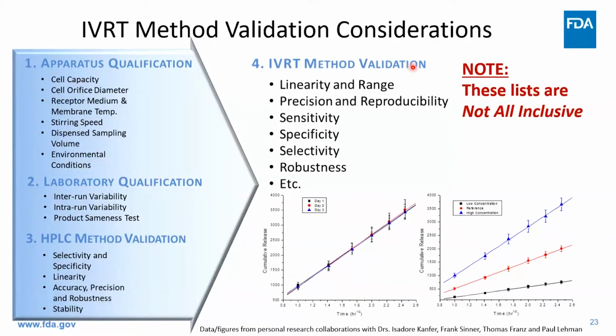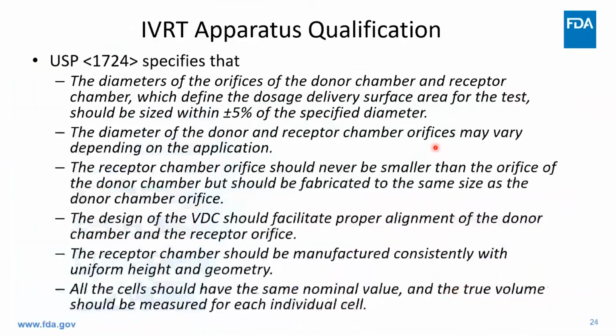And here, you're evaluating several performance aspects of the IVRT method itself. This list is not all inclusive, but a lot of this information comes fundamentally from some precision and accuracy type runs that you do on different days to show the reproducibility and precision of your method. And this also helps to define the linearity and range. And then another set that you do with lower and higher strength formulations. And from this, you get sensitivity, specificity, and selectivity. And then there are some additional things you'll do. So we'll go through these one by one now.